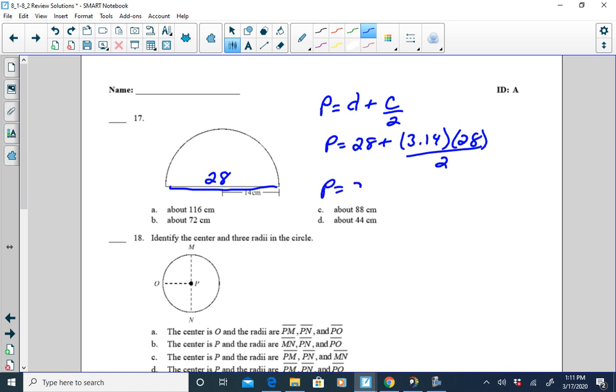So the perimeter is going to be equal to 28 plus, all right, so we want to do 3.14 times 28 divided by 2, and we get 43.96. So we want to add that together, plus 28, and we wind up with 71.96. All right, so the perimeter is going to be about 71.96, which is about 72, which is answer B.